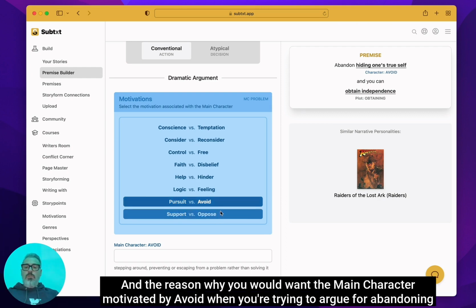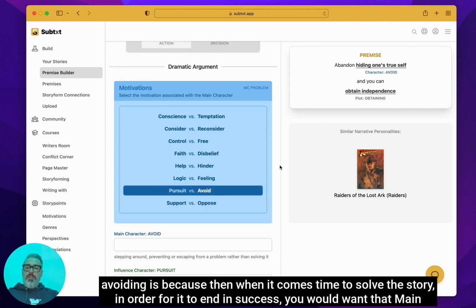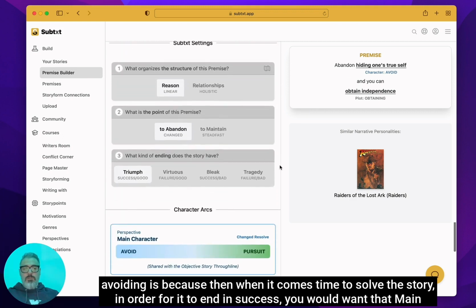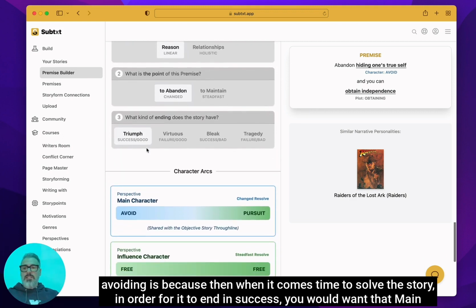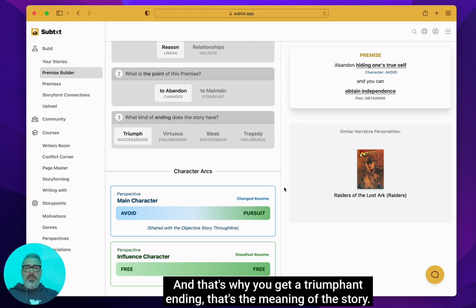The reason why you would want the main character motivated by avoid when you're trying to argue for abandoning avoiding is because when it comes time to solve the story, in order for it to end in success, you would want that main character to abandon his or her motivation of avoid and replace it with pursuit so that then it can turn out to be a success. And that's why you get a triumphant ending. That's the meaning of the story.